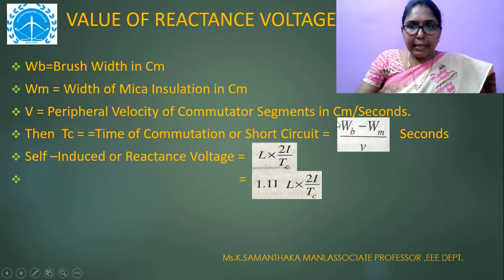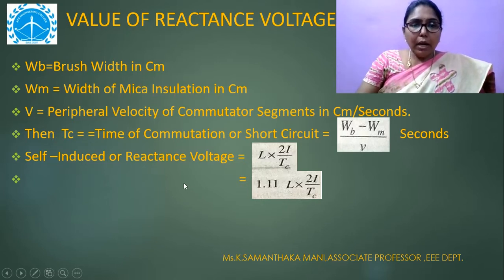So this can be calculated as the width of the brush minus the width of the mica, divided by the peripheral velocity of the commutator segments. Now the TC value is known to you in terms of brush width and mica sheet width. We have assigned one formula for this one.